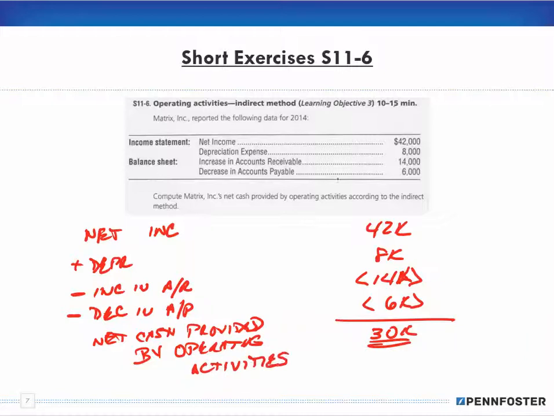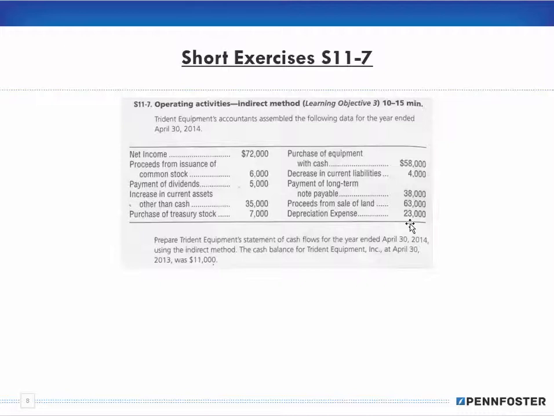So you start out with your net income, and then we're looking at the transactions and adjusting accordingly for those that affect our cash position. Right, 11-7.